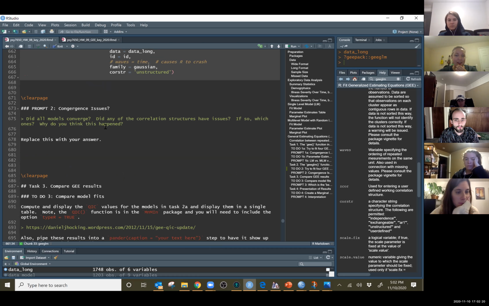Okay, so did we have convergence issues with GEE? Yes, because for autoregressive, we have at least one person with only one observation. But when we move to the GEE GLM function, do we have convergence issues? Not really, no. We might have crashing of R in the unstructured if we try to use waves, but it's not a convergence issue.